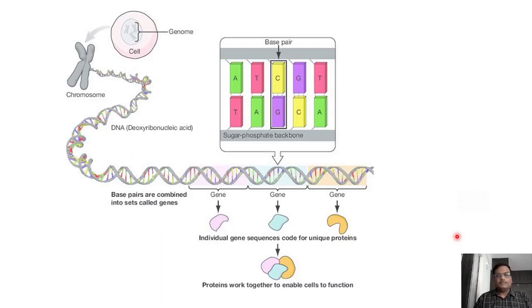So pictorially, you can see here, this is a chromosome which consists of the condensed DNA molecule, and DNA is a double helix molecule which consists of genes. So different genes are producing different kinds of proteins, and they control different characters.